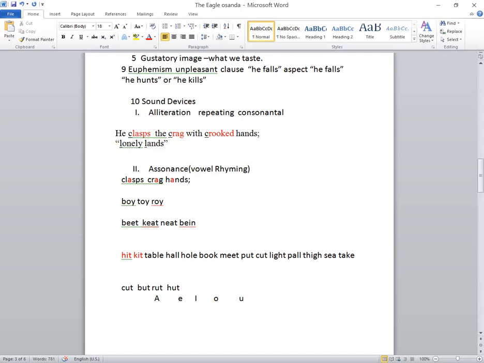Okay. Then light. What is the vowel letter? Vowel letter is I. I sound. What is the matching word? Light, tie, tight, bite. You can say the word bite. B-I-T-E, bite. I sound.